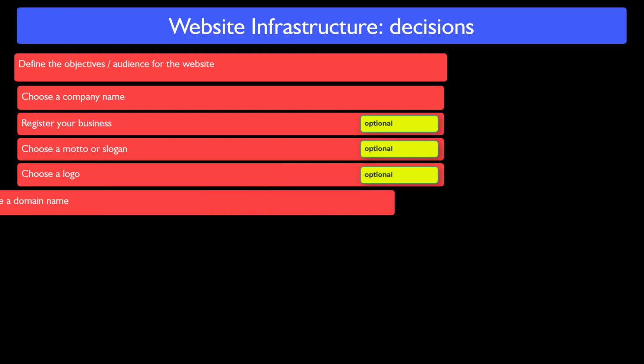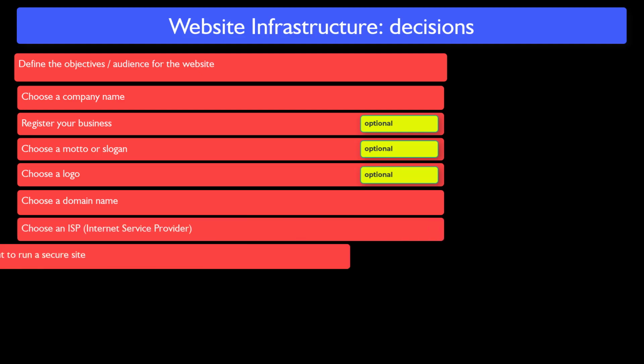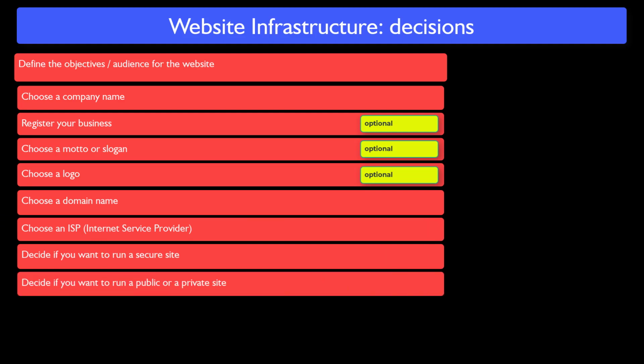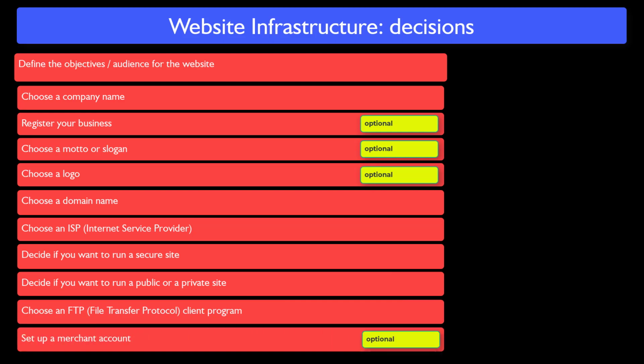You want to choose a domain name and choose an ISP, Internet Service Provider. Then decide if you want to run a secure site, decide if you want to run a public or a private site, choose an FTP, File Transfer Protocol, client program, and possibly set up a merchant account. So now we expand on these a bit, but the above summarizes the context and could serve as a checklist for you.